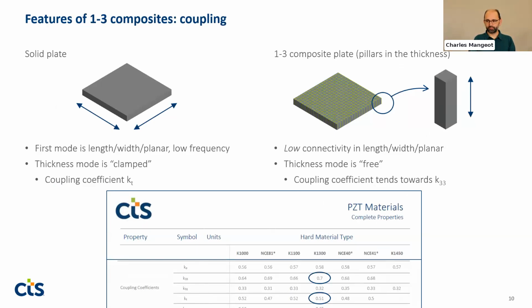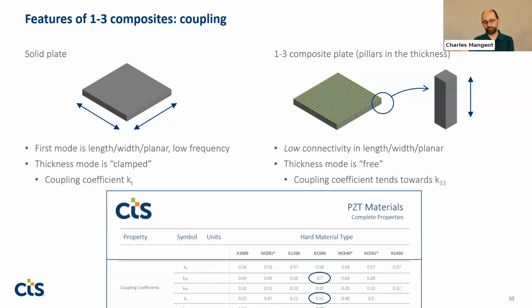Now, some of the features of composites and advantages, if you consider a solid ceramic plate, and look at the different modes, you will see that the first vibration mode that is coupled with the piezo effect will be along the largest dimension, so length, width, or planar, and that will be a relatively low frequency mode. If you want to use that plate in a thickness mode, then you have to go past all these radial and length width modes, and you end up with a coupling coefficient which is called KT, by definition.